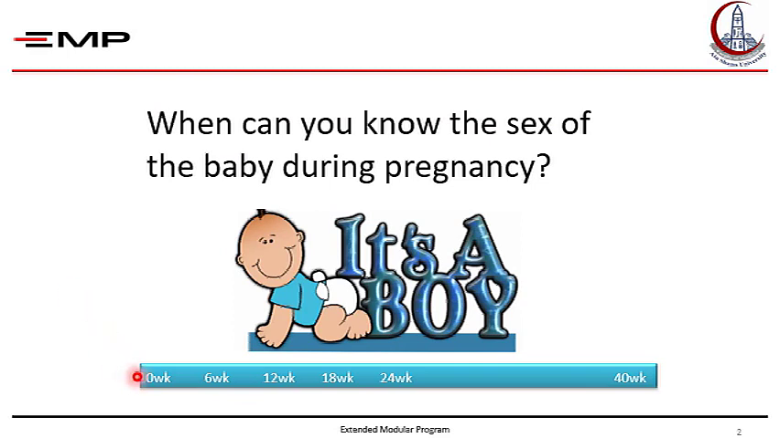Sex determination begins at the time of fertilization, or in day 0, week 0 of pregnancy. You know that pregnancy extends over 40 weeks. Before the 6th week, it is still impossible to differentiate the sex of the baby, because we call this the indifferent stage. Just chromosomal analysis is the only way to know. If the baby is having XX, it's a female, XY is a male.